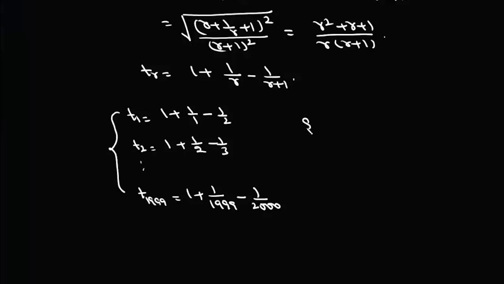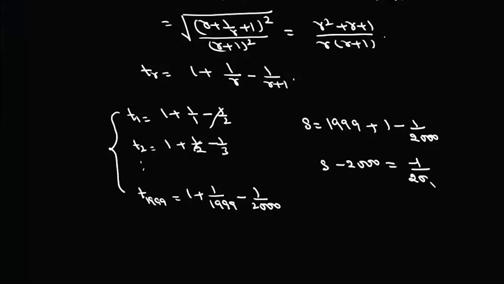Now if we add them all up, we'll get this resulting sum which we need, which is S. Now this is 1 plus 1 plus 1, 1999 times. So that is 1999. Now all these terms will cancel. Here we get 1 minus 1 upon 2000. So this is S minus 2000, and it is equal to minus 1 upon 2000. And if we cross multiply and take mod, we can write mod of 2000 into S minus 2000 is equal to 1.